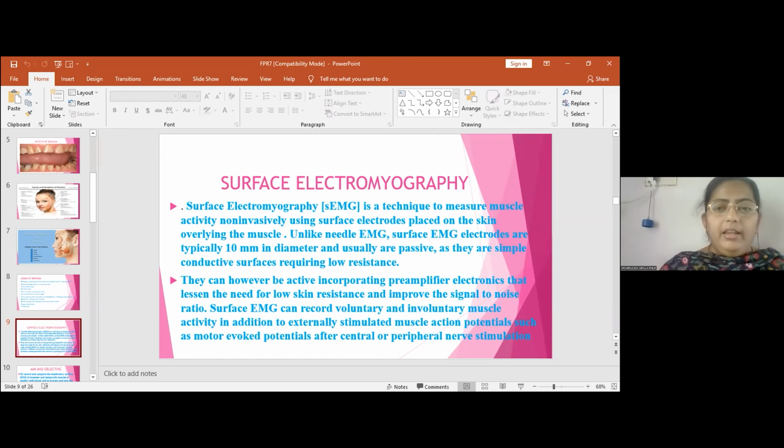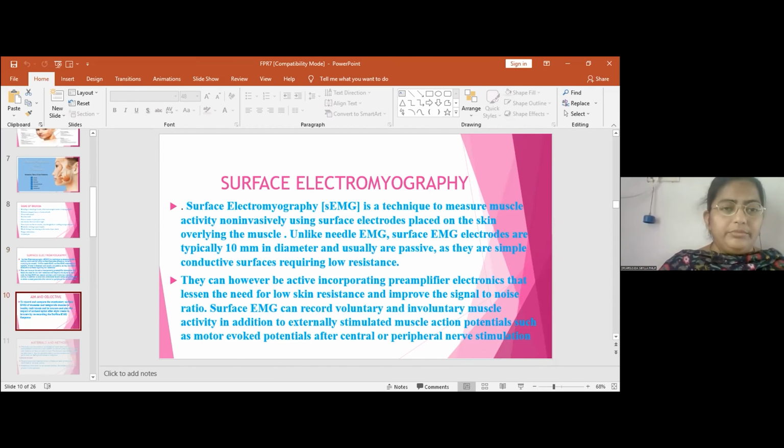Unlike needle EMG, surface EMG electrodes are typically around 10 mm in diameter, and usually they are passive. So they are simple conductive surfaces requiring low electrical resistance. Surface EMG can record both voluntary and involuntary motor activity. As a result of recording the surface EMG, we get motor evoked potentials and motor unit action potentials, called MUP trains, and in that we are going to see the highest amplitude of each activity.